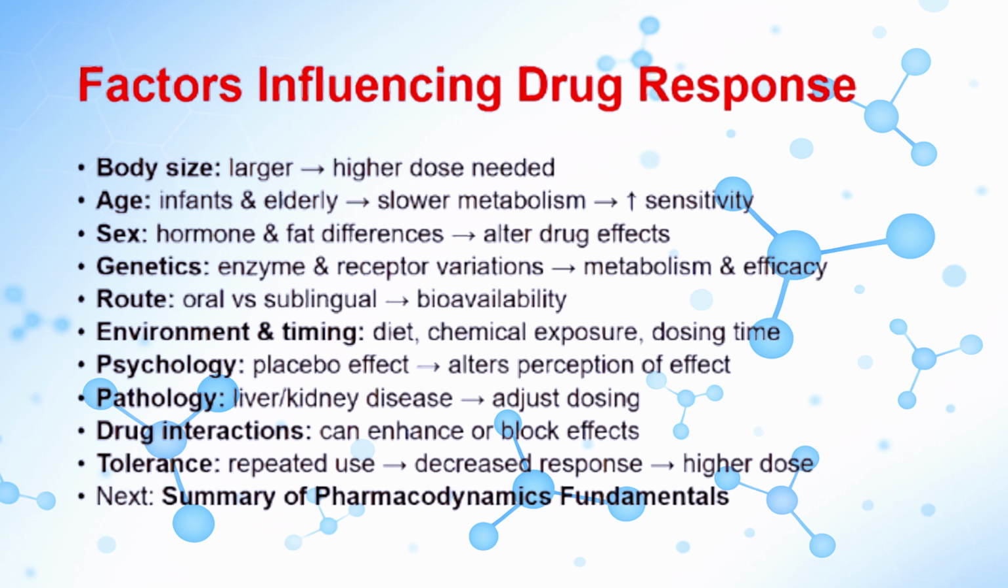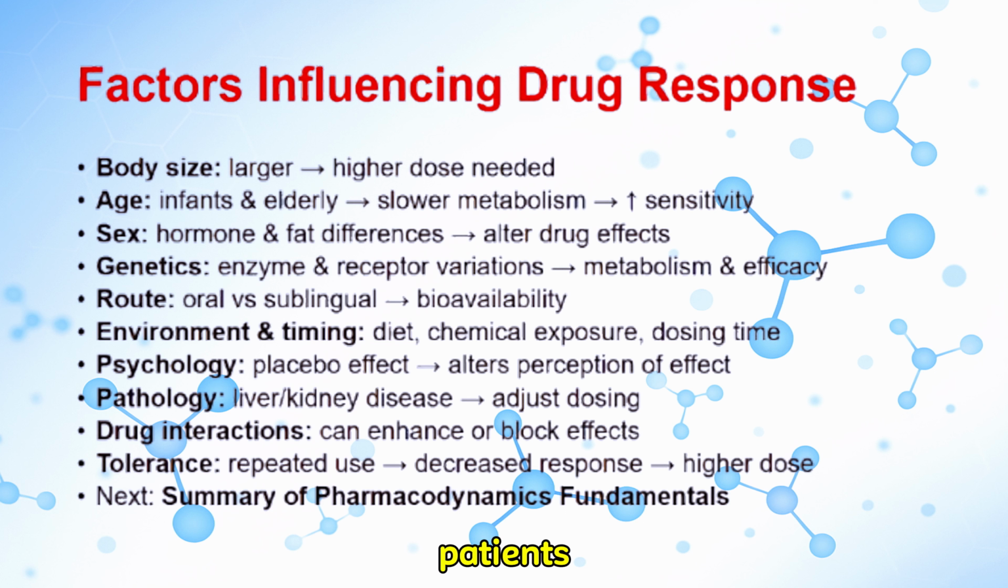Body size. Body size affects the volume of distribution and drug clearance. Larger individuals may require higher doses of drugs like digoxin or lithium because the drug spreads into a larger body mass. Age. Age impacts drug metabolism and organ function.